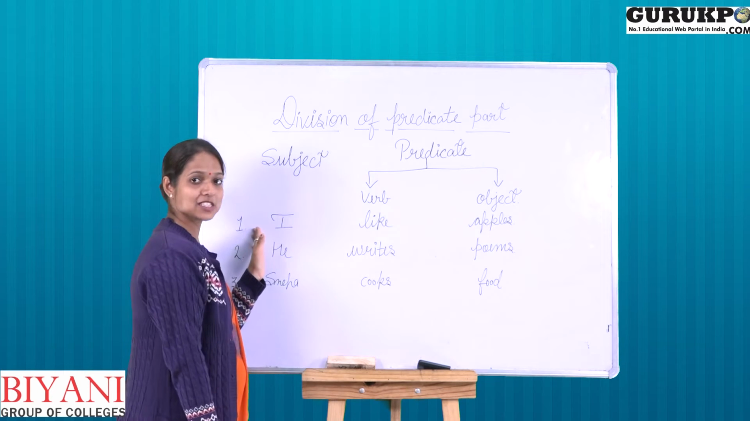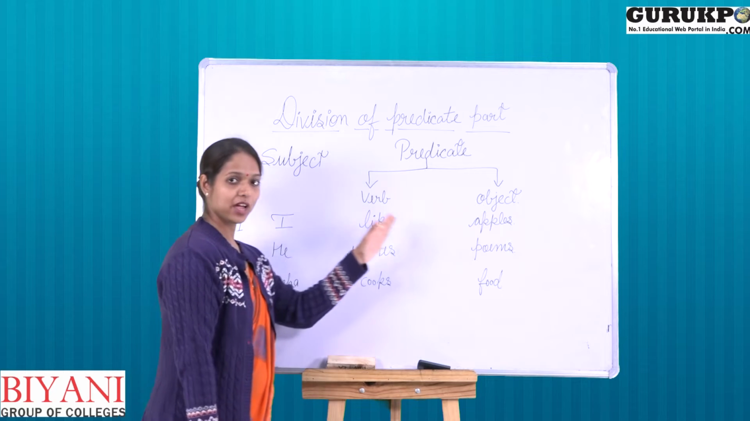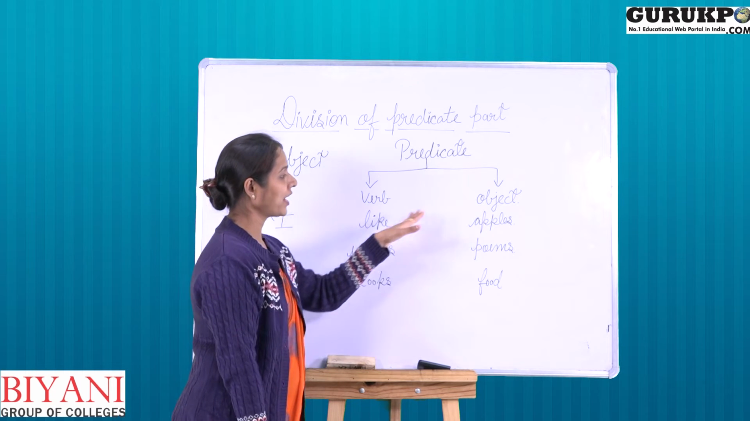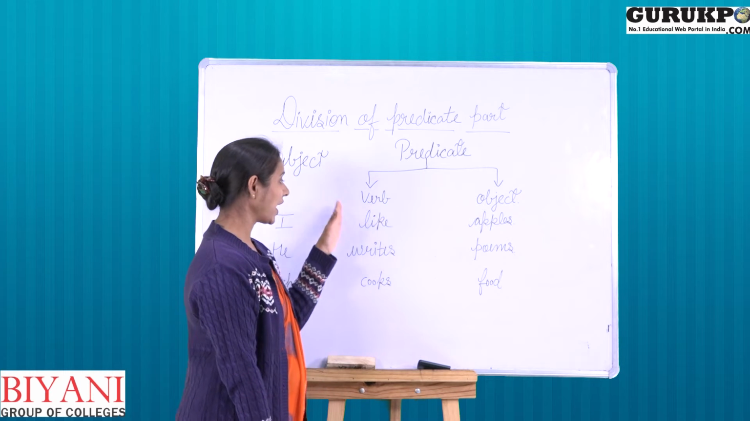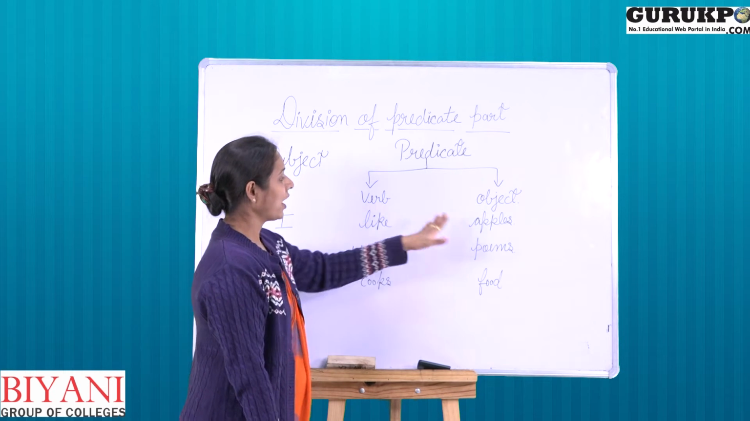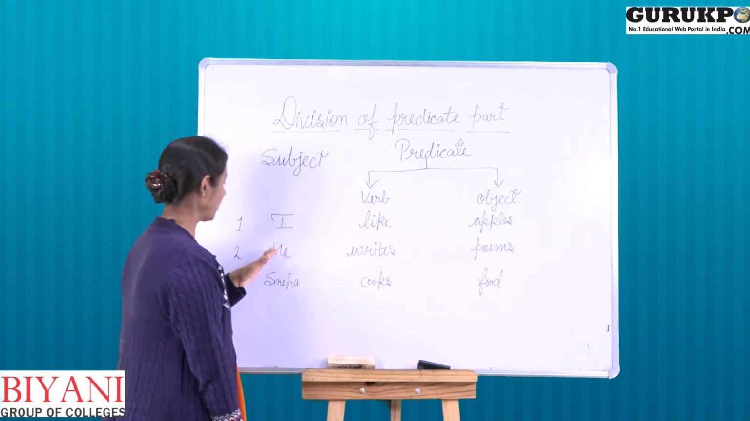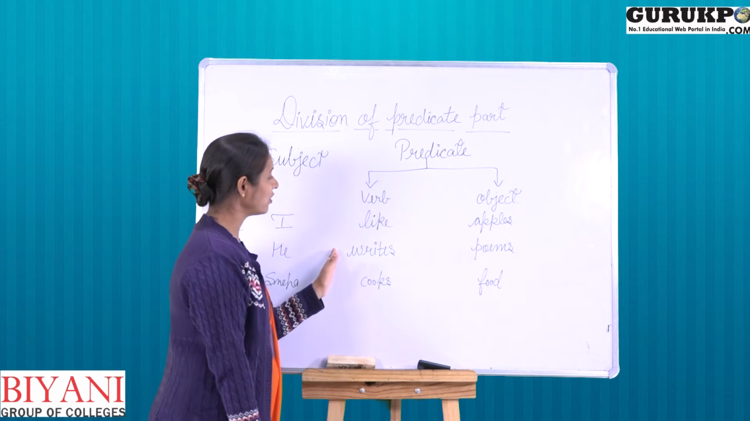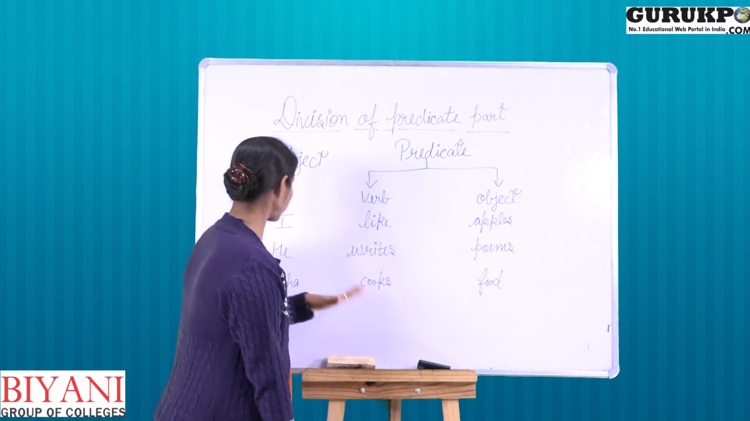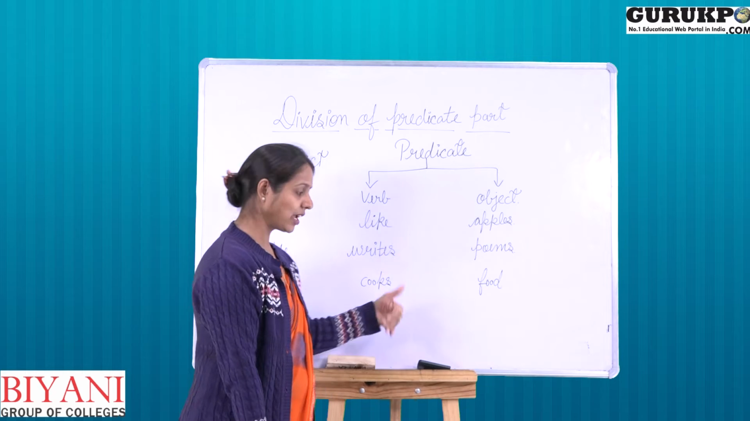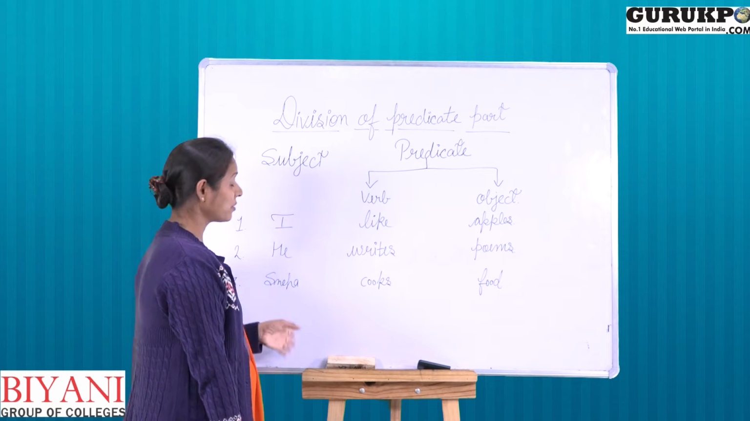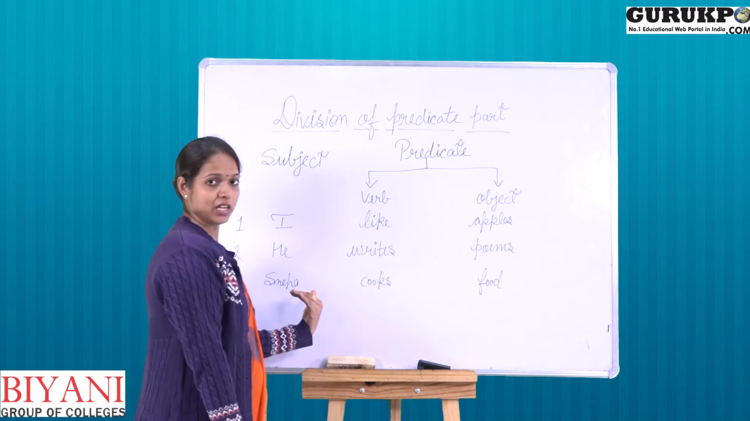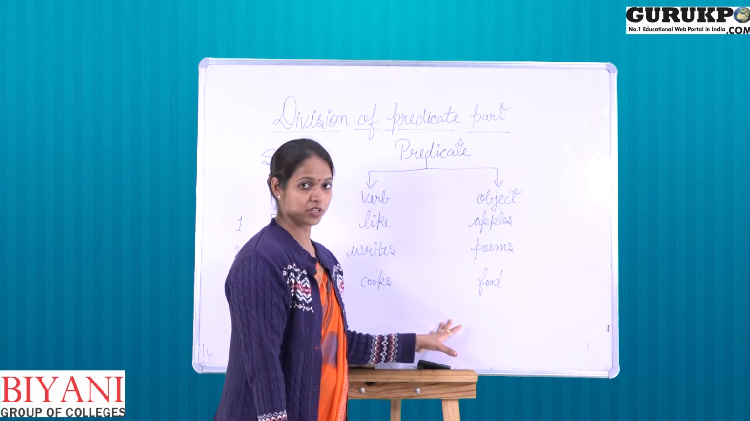Now let's see the first example of the predicate part: I like apples. In this sentence, I stands for subject, whereas like apples is the predicate part, and like is the main verb, and the object is apples. In the second, he writes poems. The same will be applied here. He is the subject, writes the verb, and poems the object. Sneha cooks food. Again, Sneha is the subject because it is the main person of this sentence. Cooks is the main verb, the work that is done by Sneha, and food is the object.